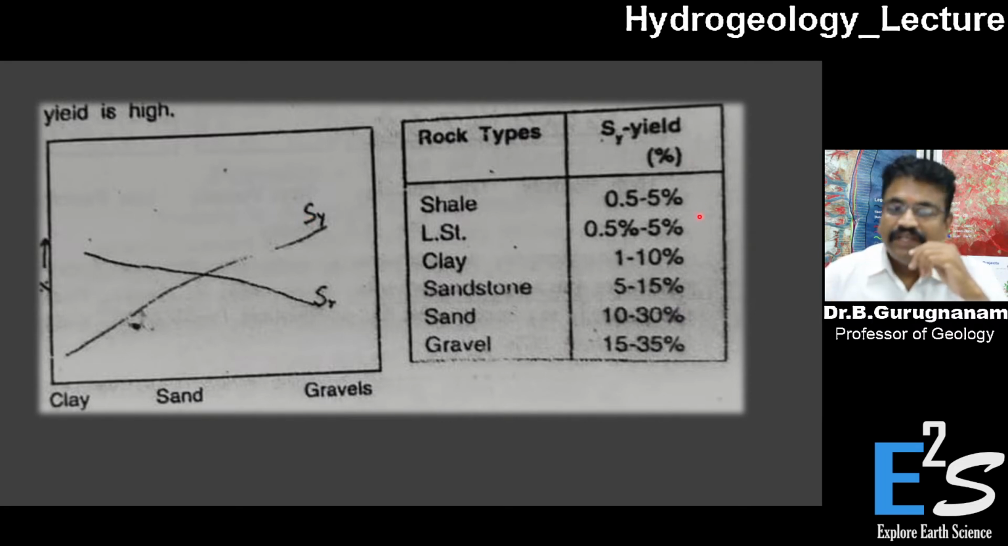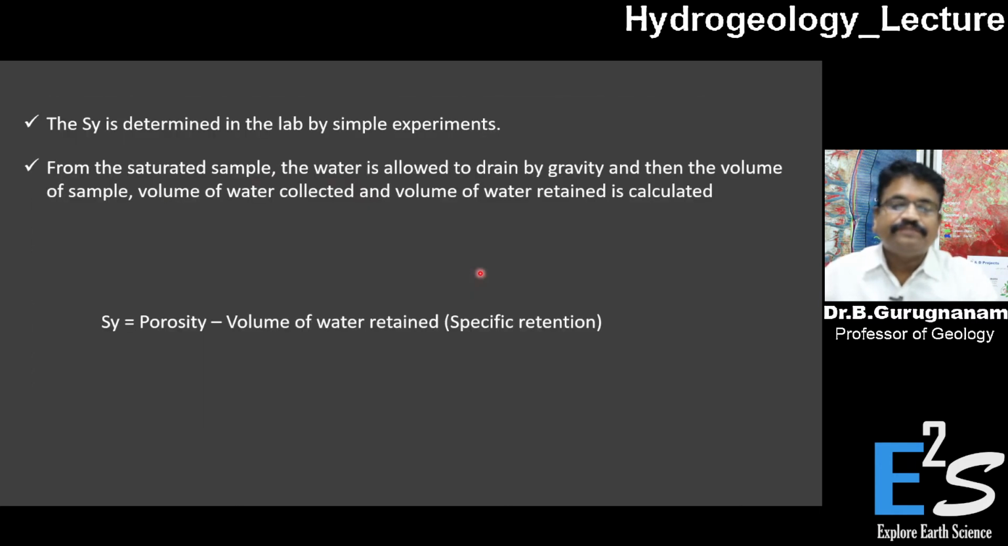So these are the calculated specific yields of different rocks. In shale it is 0.5 to 5%. In limestone it is 0.5 to 5%. Both are almost the same. In clay it is between 1 and 10 percent. In sandstone it is 5 to 15%. In sand it is 10 to 30%, and in gravel it is between 15 to 35%.